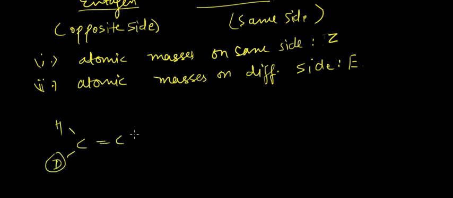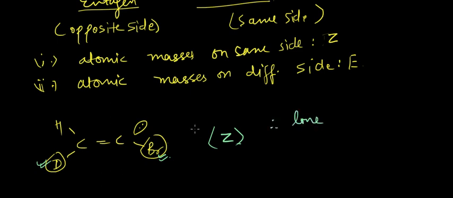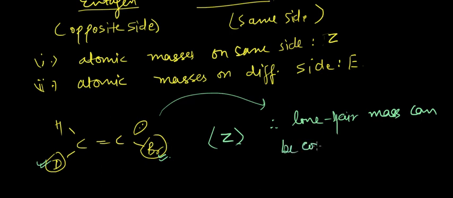Okay, so let us look at this by an example. We have something like a lone pair here and a Br here. So in this case, this is the bulky group, and in this case, this is the bulky group. So this is Z configuration. One more point here is that you might ask what is the mass of a lone pair. Just for the sake of it, lone pair mass can be considered 0.